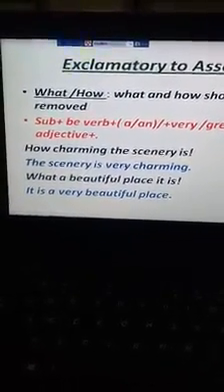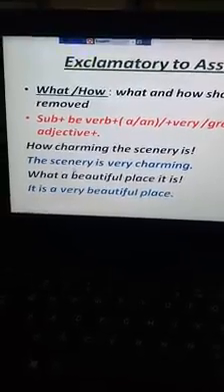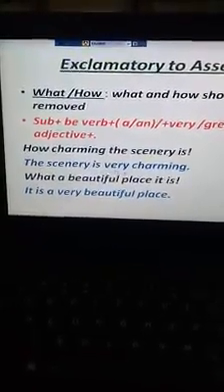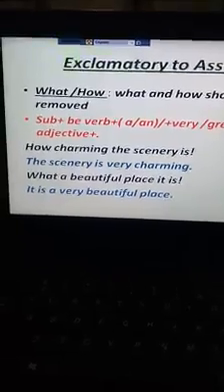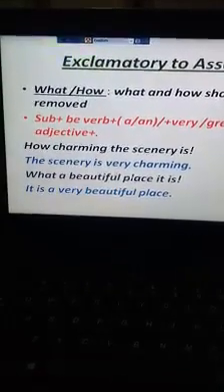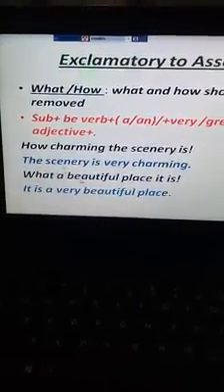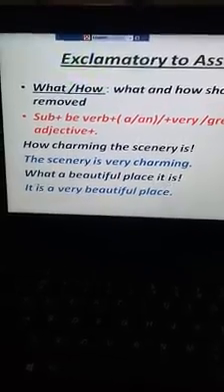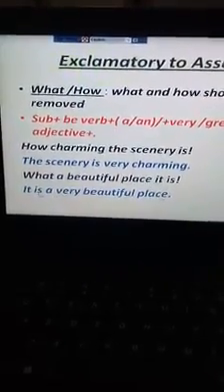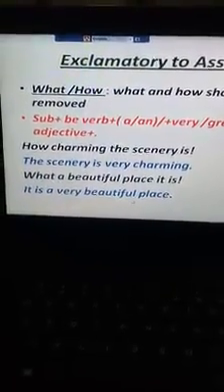The scenery, I have written the subject first. The scenery, then the be verb, is, very, the adverb, and charming, the adjective. The scenery is very charming. What a beautiful place it is. So the subject is it here. So, it is a very beautiful place.